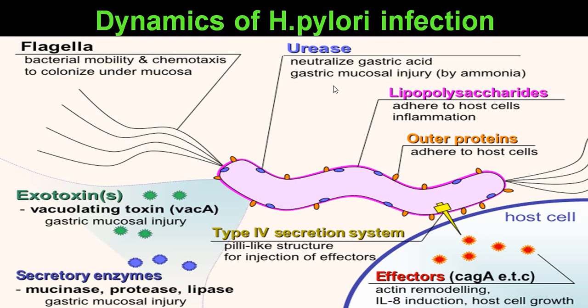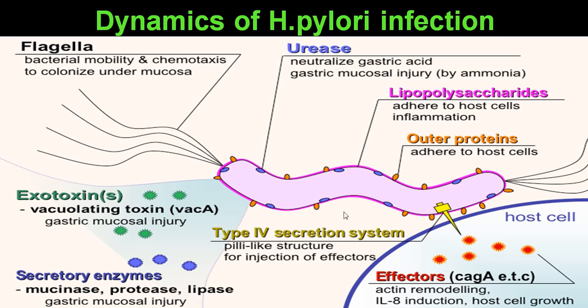So this is a slide which tells you the entire structure of H. pylori. There is a urease enzyme which will neutralize the gastric acid by converting the urea into ammonia at the level of the gastric mucosa. Then there is a lipopolysaccharide which adheres to the host cells and produces inflammation. There are other proteins which also help to adhere to the host cells.